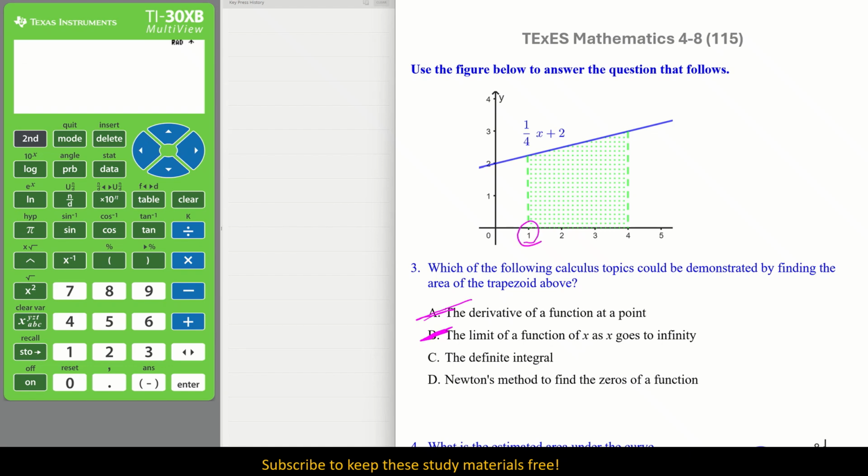Because of this and this, we should want to write this. Okay. We have this interval from 1 to 4, and that gives us something to measure. Okay. And then we have something that we can integrate, which is 1/4 x plus 2 dx. Now, our calculator doesn't do this for us, but we don't want to do this right now.